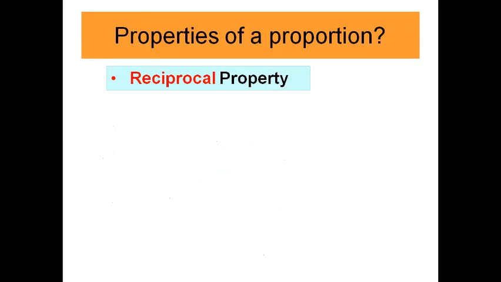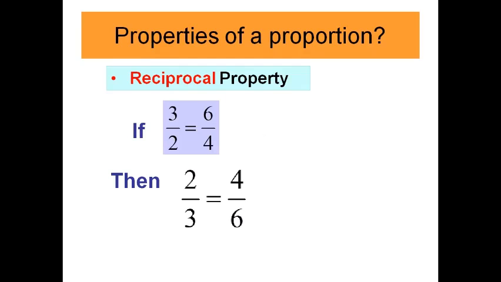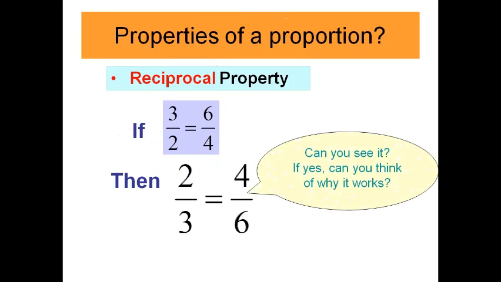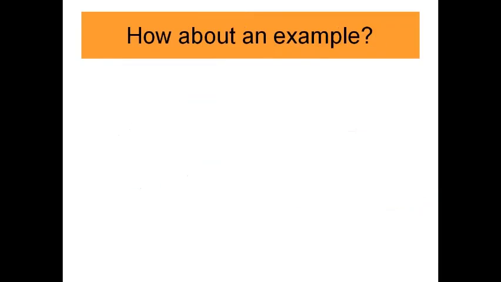Let us discuss the second property of proportion, which is known as reciprocal property. If 3 upon 2 is equal to 6 upon 4, then you can take the reciprocal of both the fractions. 2 upon 3 is equal to 4 by 6. This is known as reciprocal property. Now let us discuss some of the examples.